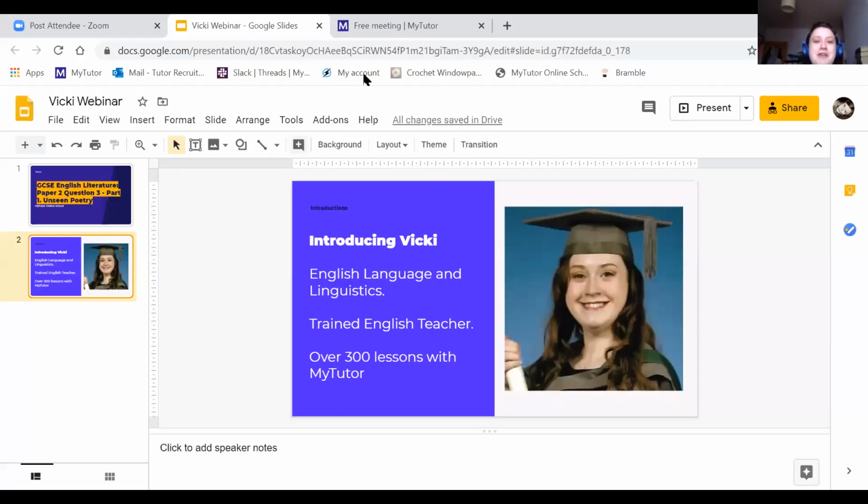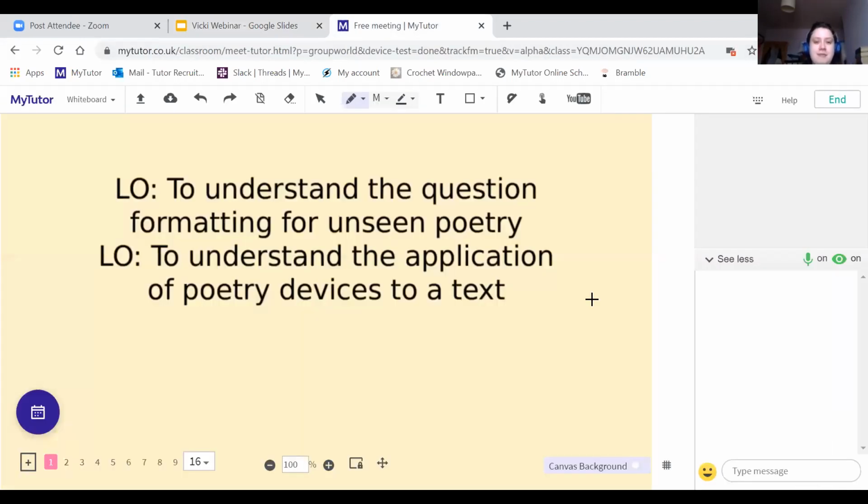So we will move on and have a look at what we're going to be doing today. So my LOs for today, my lesson objectives, learning objectives, whichever you like to call them. Understanding the question formatting for unseen poetry, because it's not quite the same as what you get in the English language. The question is always slightly different depending on the poem. And understanding the application of poetry devices to a text.